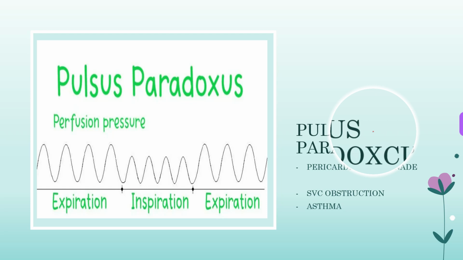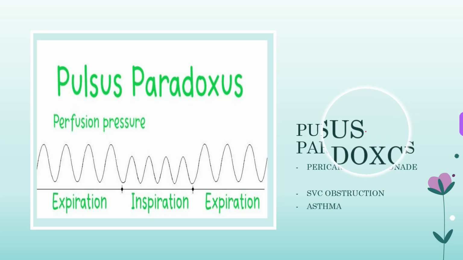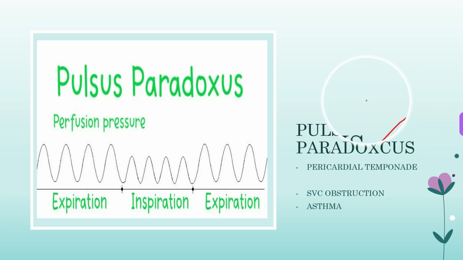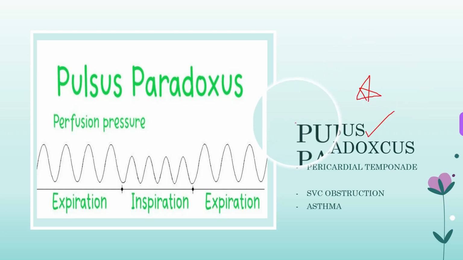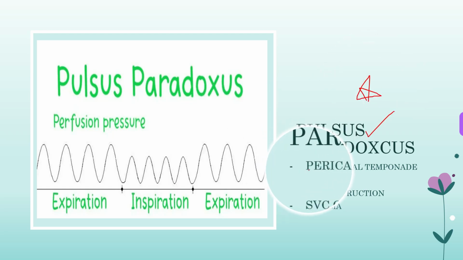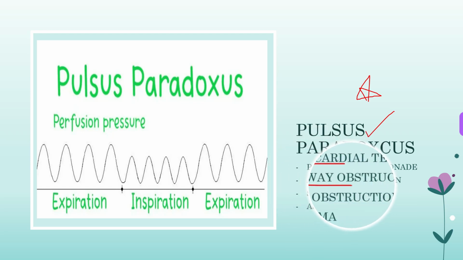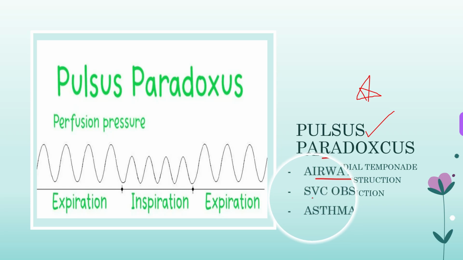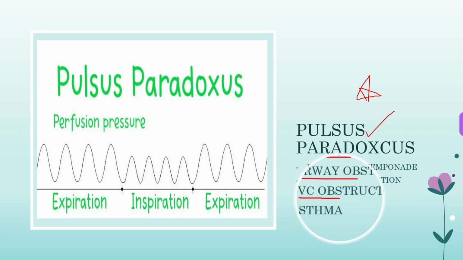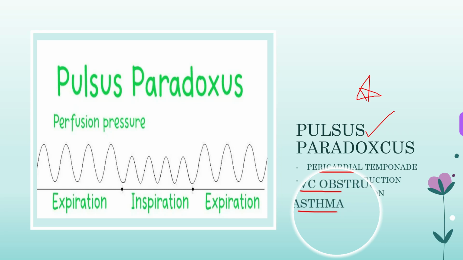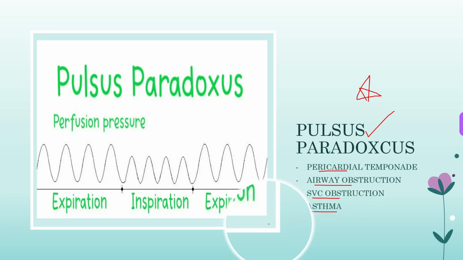Next we have pulsus paradoxus. Very important question. This is seen in three conditions, or you can say in three diseases. Firstly, we have pericardial tamponade. Everybody knows it. Secondly, in airway obstruction. Thirdly, in superior vena cava obstruction. Again, I am repeating this. Pulsus paradoxus is seen in pericardial tamponade, airway obstruction, superior vena cava obstruction, and it is also seen in asthma.